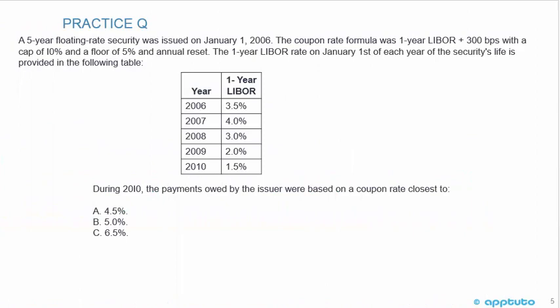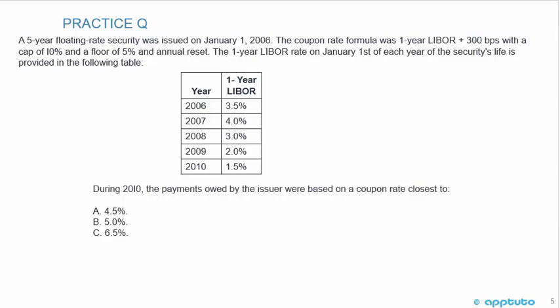Okay, this is a nice little practice question to end on. A 5-year floating rate security was issued on January the 1st, 2006. The coupon rate formula was 1-year LIBOR plus 300 basis points with a cap of 10% and a floor of 5% and annual reset. The 1-year LIBOR rate on January 1st of each year of the security's life is provided in the following table. So you can see 2006 1-year LIBOR 3.5%, 2007 1-year LIBOR 4%, 2008 1-year LIBOR 3%, 2009 1-year LIBOR 2%, and 2010 1-year LIBOR 1.5%.